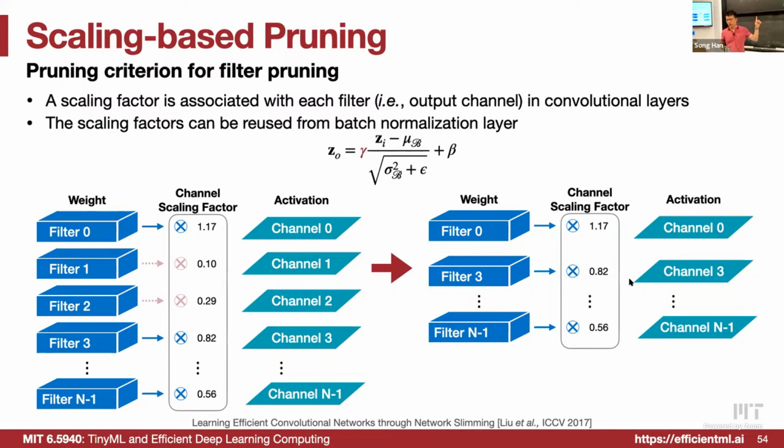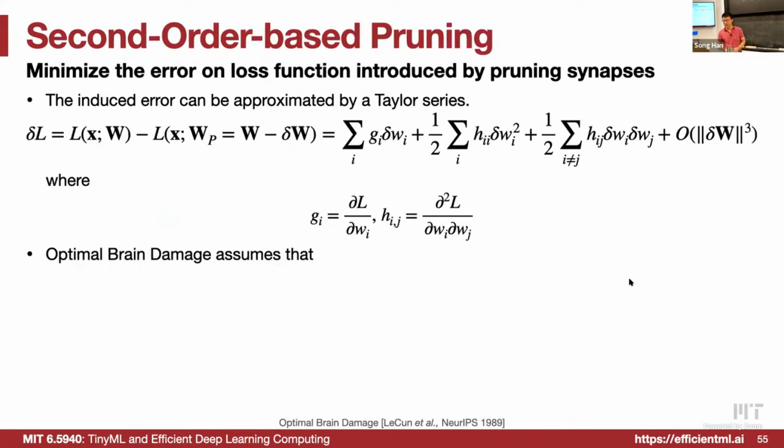And to continue to talk about the scaling factor right here, the scaling factor can be reused from the batch normalization layer, which we learned from the previous lecture. For the batch normalization, you have one scaling factor per channel. That's exactly the scaling factor that is here. So you can reuse the same scaling factor from the batch normalization layer to simplify the calculation.